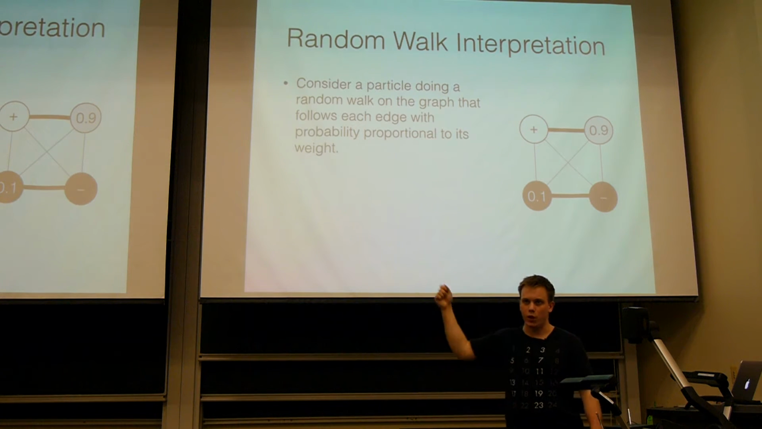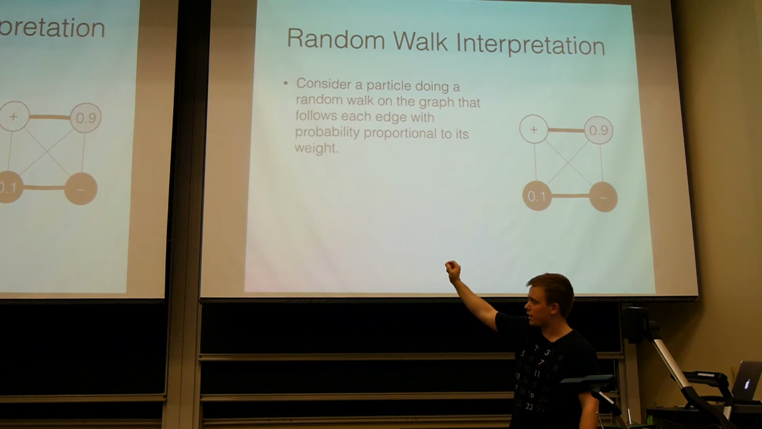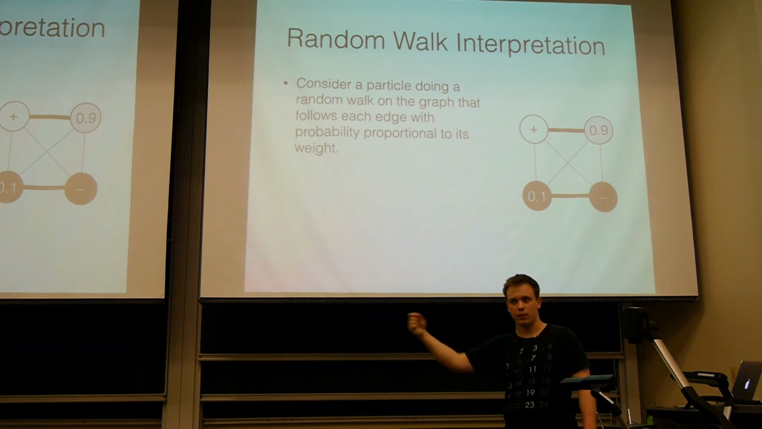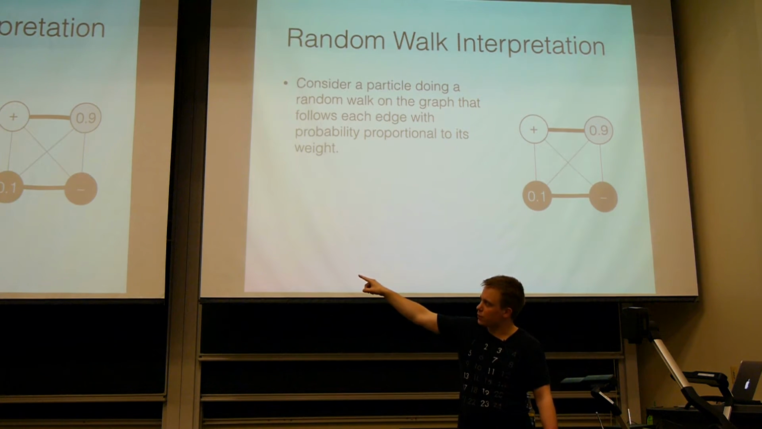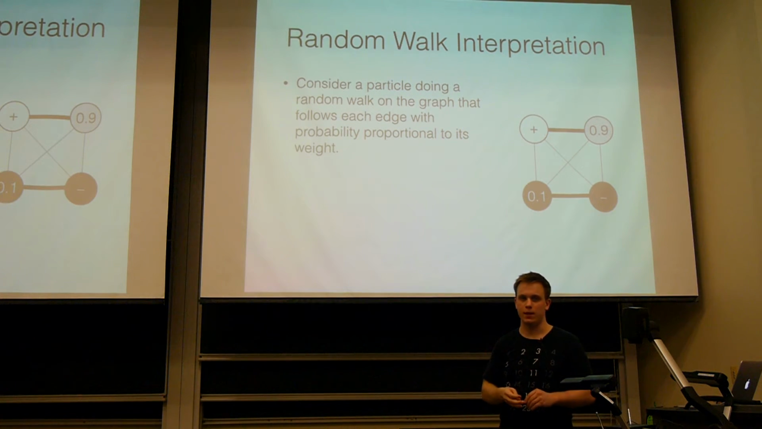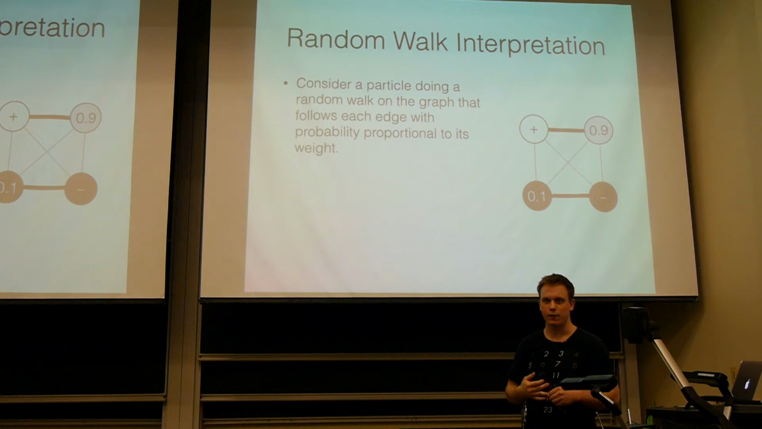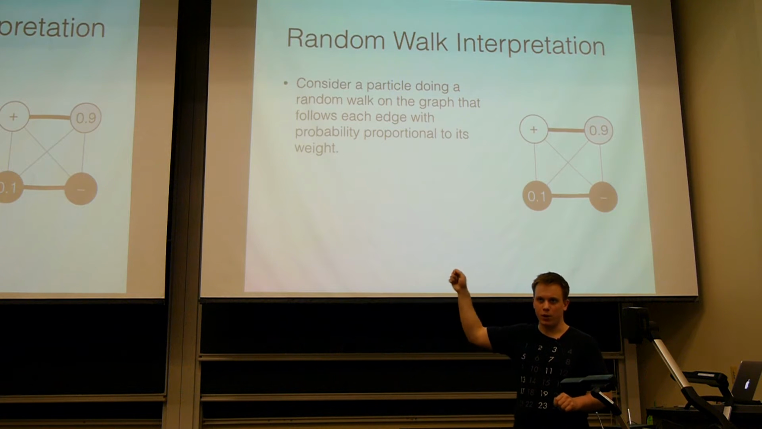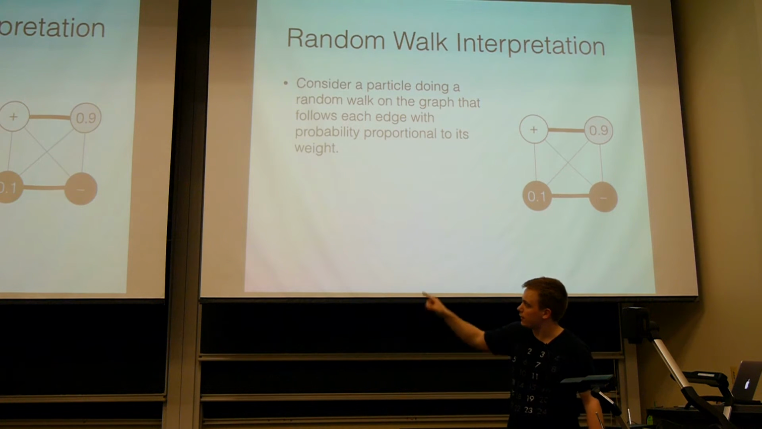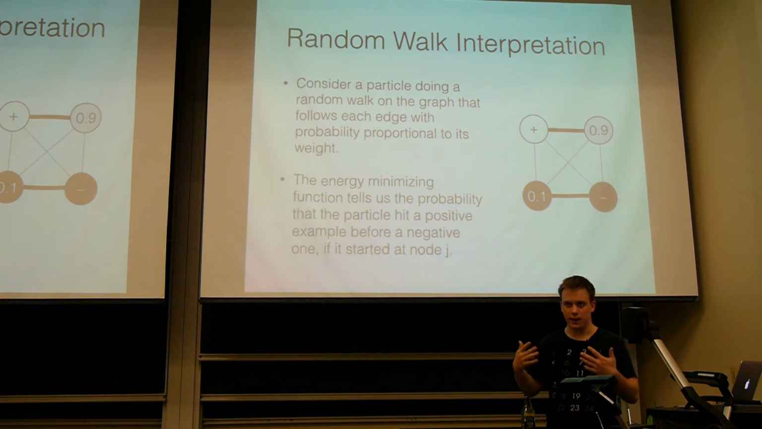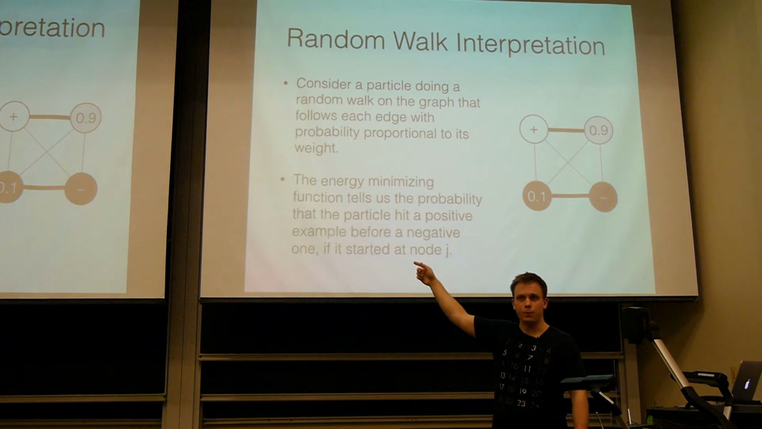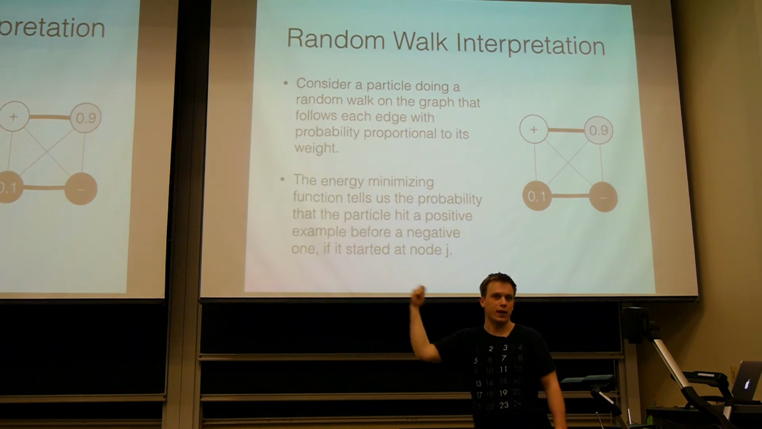So imagine that you have a particle that's doing a random walk on this graph. It starts at some node, and then it picks an edge randomly and follows that edge, picks another edge randomly, follows that edge, picks another one, and goes on. And suppose that it chooses edges with probability proportional to the weight of the edge. This is where we require that the weights be non-negative. Otherwise, that won't form a probability distribution even after you normalize it. So suppose that you have this particle that bounces around, and it's more likely to follow thick edges than thin edges. Then what the energy minimizing function, the labeling that we're looking for, tells us is exactly the probability that that random walker, if you started it from a given node, will hit a positive label before it hits a negative label.